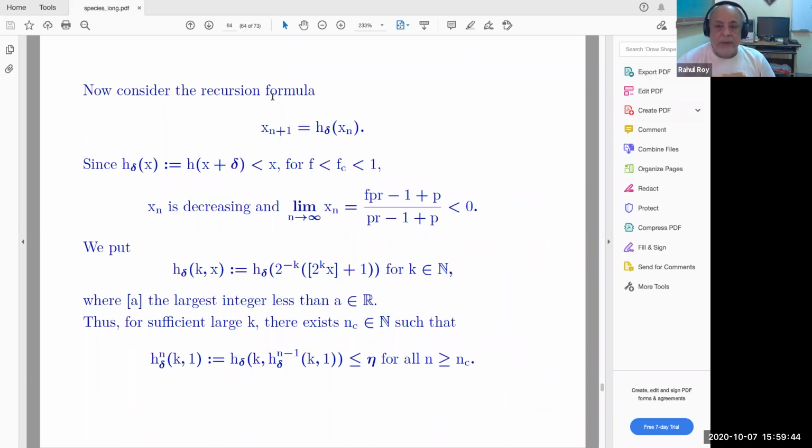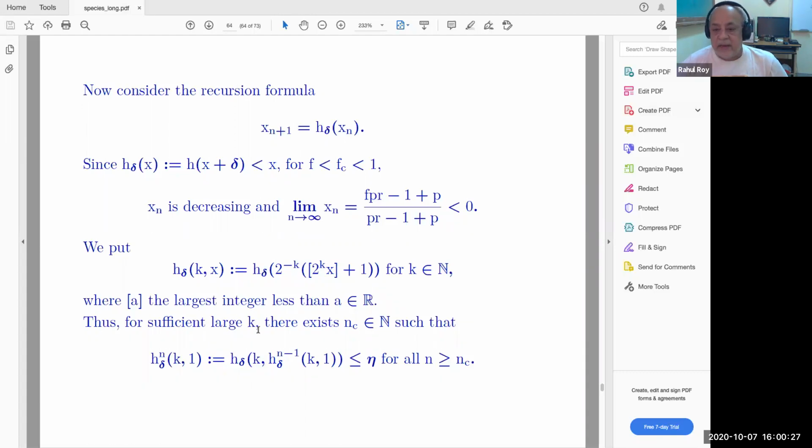Now we do the iteration which I was telling you about. So x n plus 1 is h delta of x n. Remember, h delta x is exactly this quantity, and we noted that our choice of delta was such that this is less than x for f less than fc less than 1. x n is decreasing, therefore the limit of x n exists, and it equals this quantity which is less than 0. Now we bootstrap ourselves with this. So we take h delta k of x to be h delta of this, (2^k x plus 1) divided by 2 to the k.